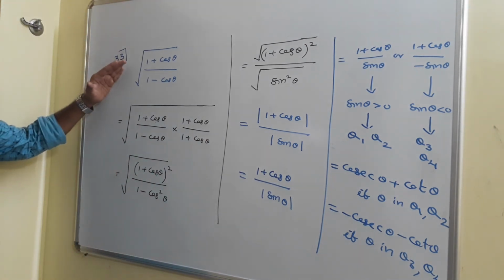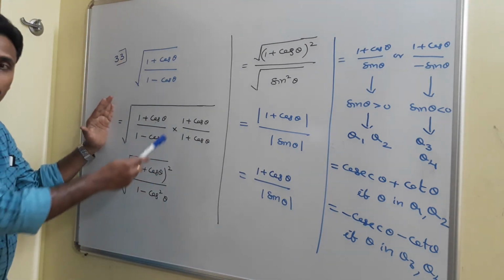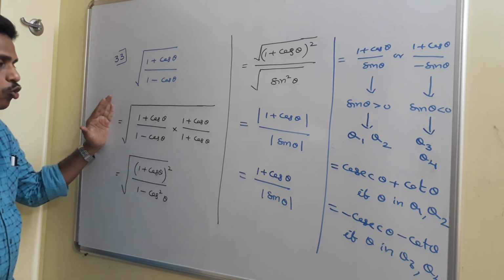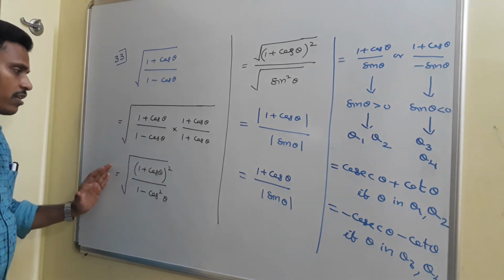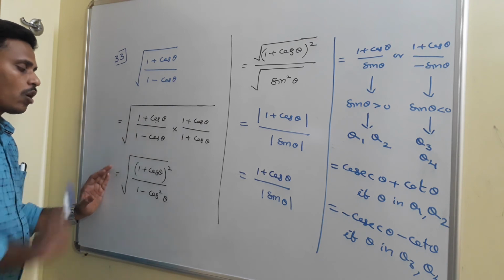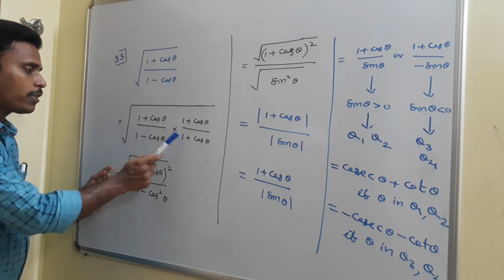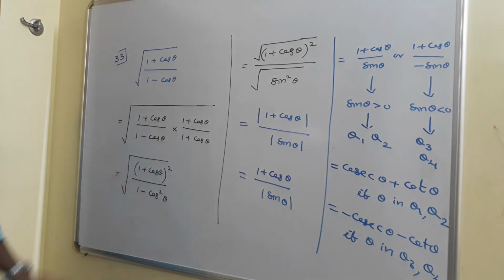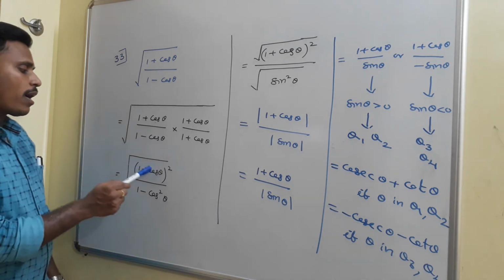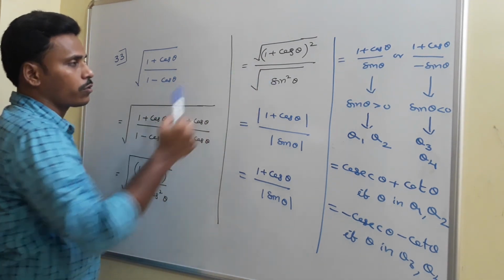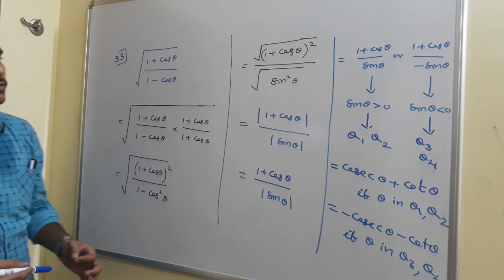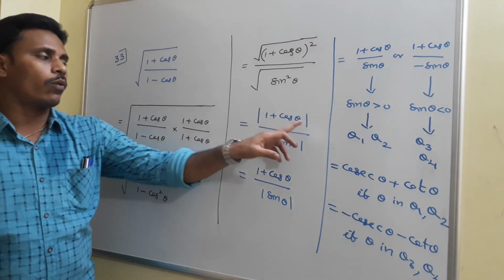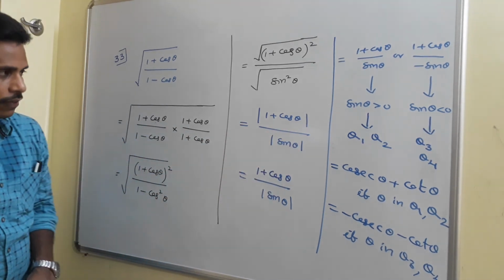This is the problem. To simplify it, multiply with 1 plus cos theta in both numerator and denominator. In the next step, the numerator is (1 plus cos theta) whole square, and the denominator is a minus b into a plus b, that is 1 minus cos square theta. Taking root of this square, root of this square: see, root of x square is modulus of x. So this is mod of 1 plus cos theta, and this is modulus of sin theta.